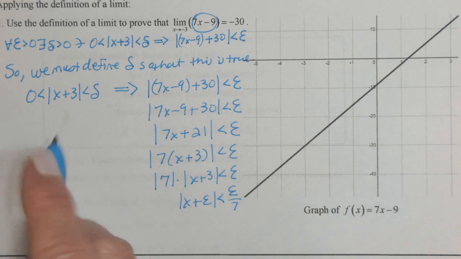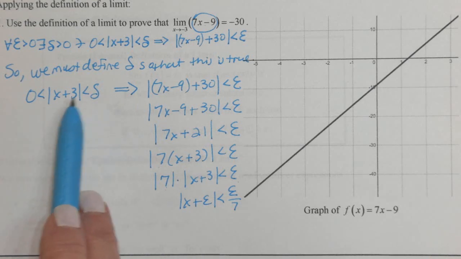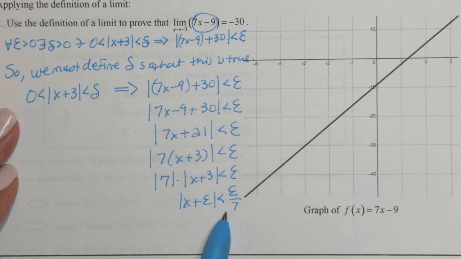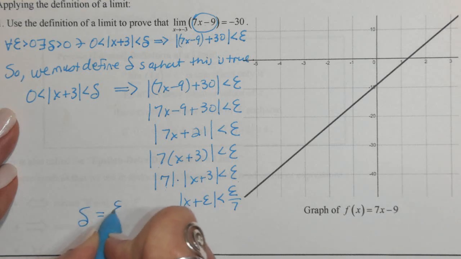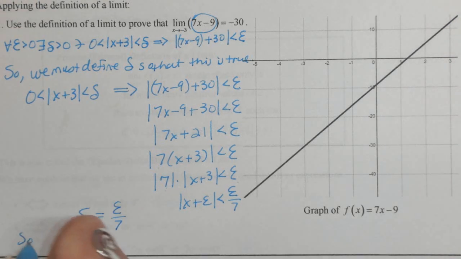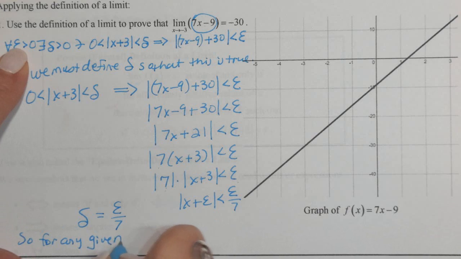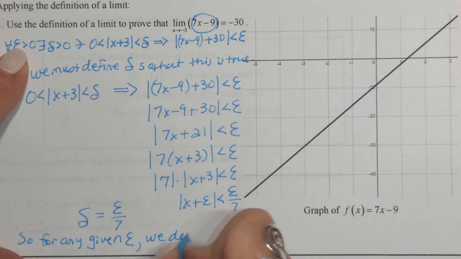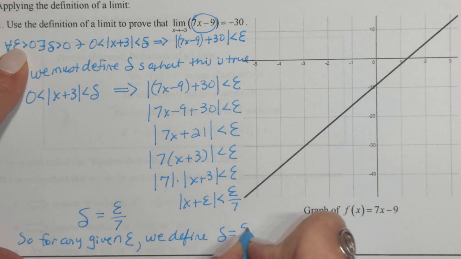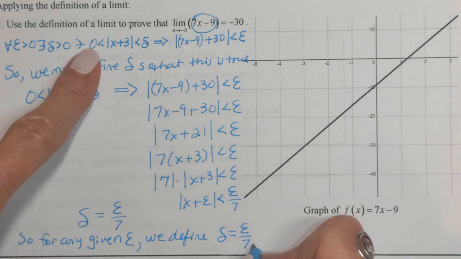So we want for this to imply this. We want to know what delta makes this imply this. Well, that would be true if delta is epsilon over 7. So, for any given epsilon, we define delta as that epsilon that we're given divided by 7, and then this will be true.